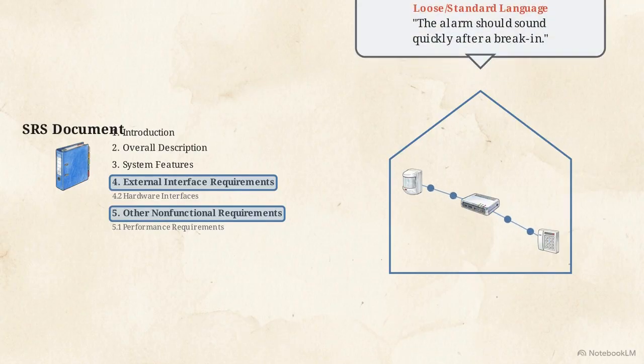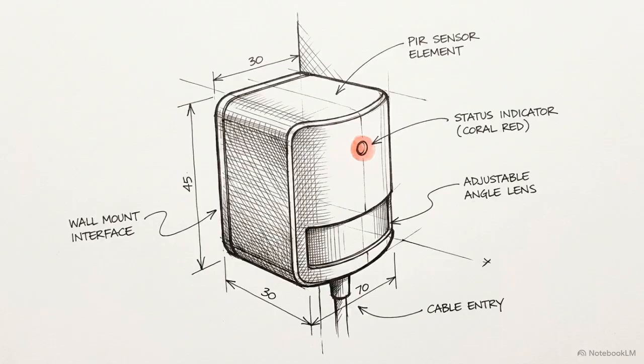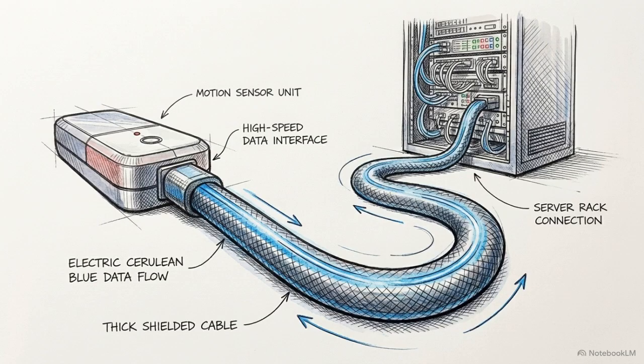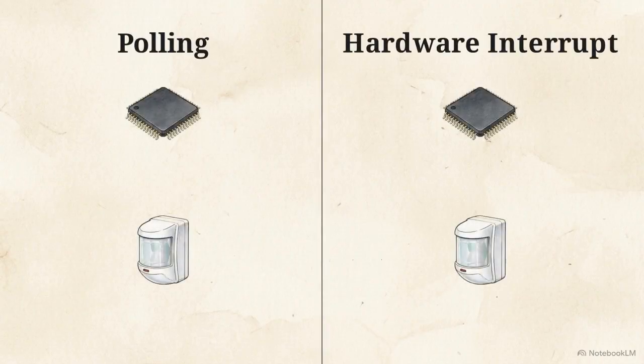If we document the requirements for Safe Home using the loose, descriptive language typical of a standard web application, we guarantee failure. We have to tighten our parameters. A real-time system is entirely reliant on its physical sensors. Because of this, the software needs to know exactly how data from a door sensor or a motion detector enters the system. This diagram shows the two main data retrieval methods.